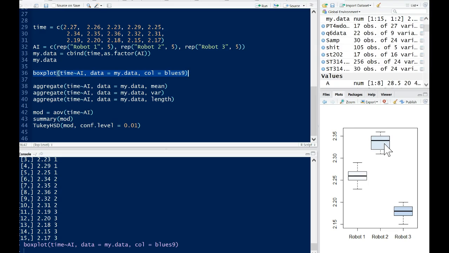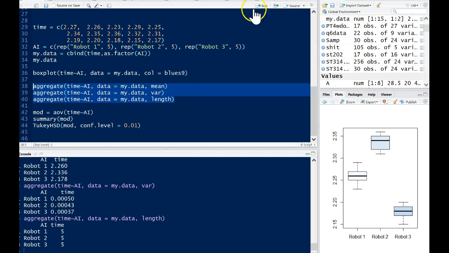It does look like the variability is about the same in each group, and each group is relatively symmetric. So that's good for our conditions for our test. If we want to just look at the mean, the variances, and the sample sizes for each, we can use the command aggregate for time versus the groups, and we can calculate the mean, variance, and sample sizes. We can see that the mean for robot 1 is 2.26, the mean for robot 2 is 2.336 minutes, and robot 3 is 2.178 minutes. And it looks like the variances are all about the same, slightly different, but they're small sample sizes, and so the slight variation isn't going to be a big concern.